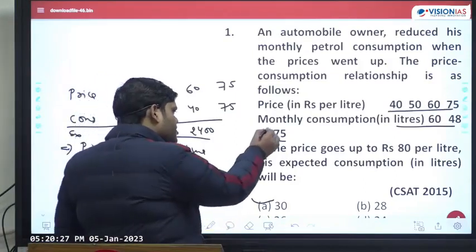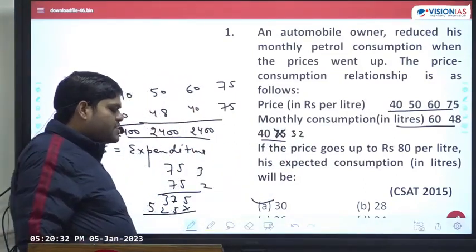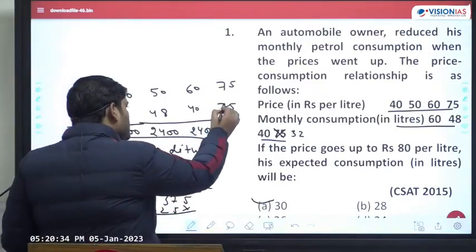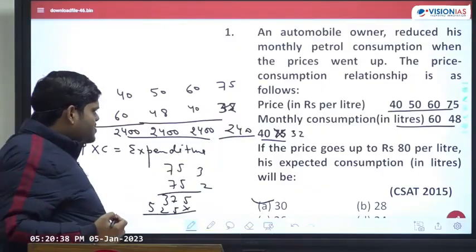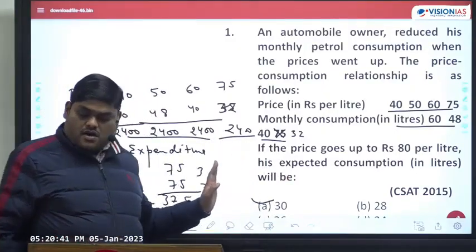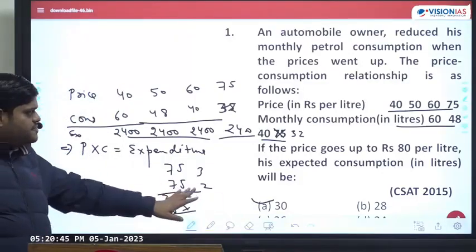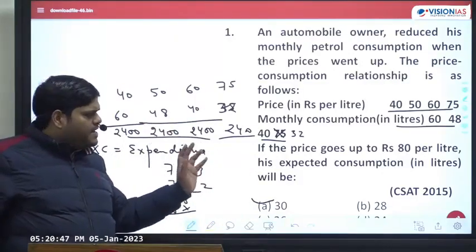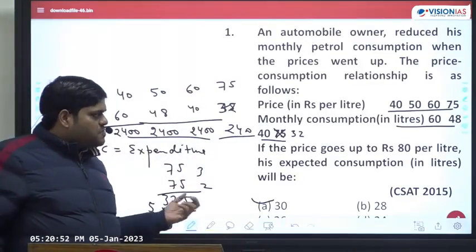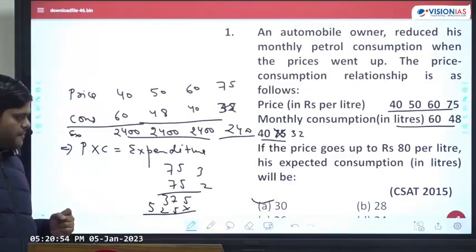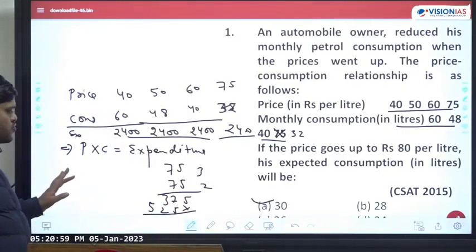This should be something different. Probably 32, then 75 into 32 should also be 2400. I will check this, but I hope this should be like this. Then only the concept can be made and we can answer the question. Otherwise it's difficult to answer, because nothing else comes to mind as to what other concept could apply here. Probably while typing they made the mistake. No issue. So I hope this is clear.